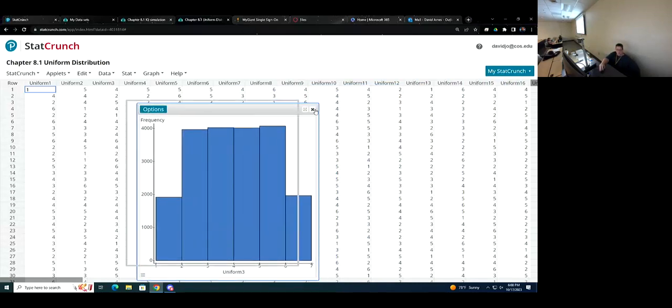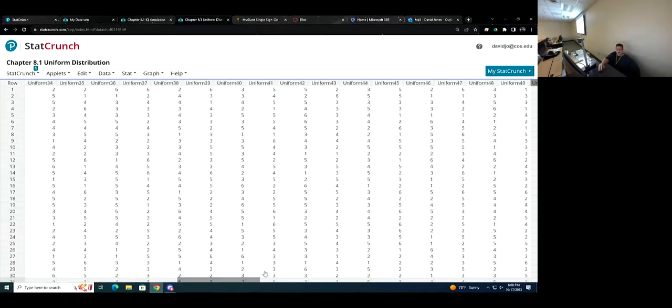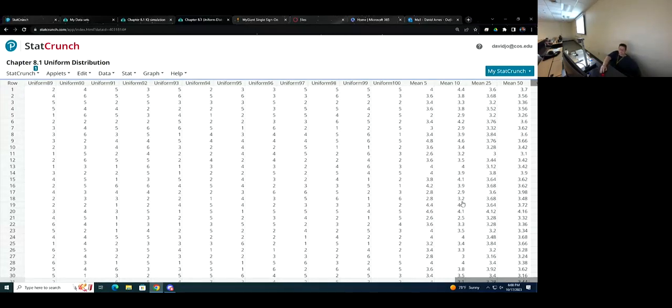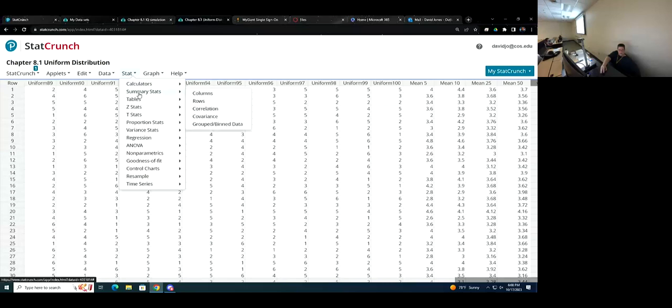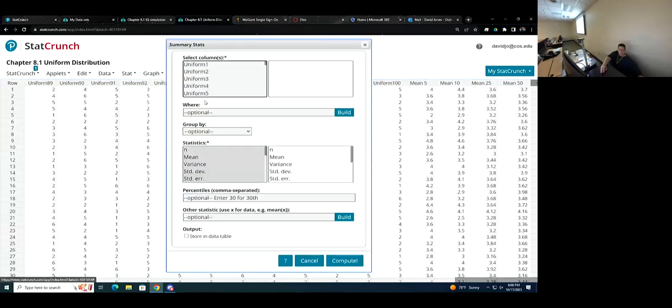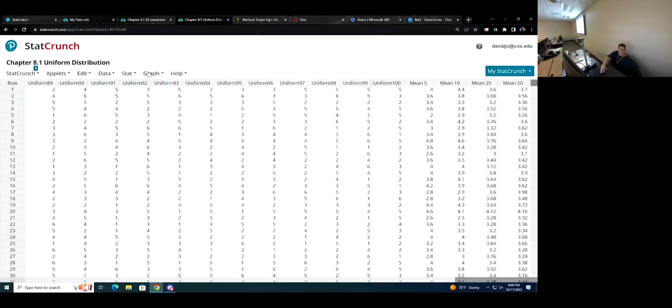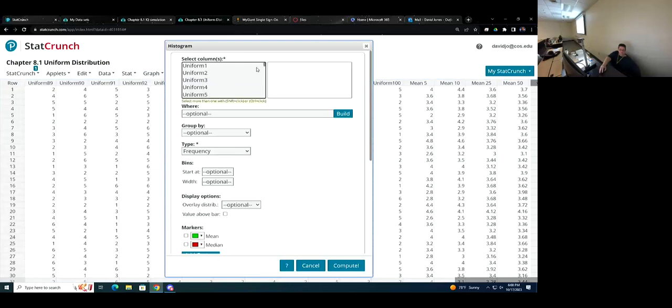So we do the same thing here. Oh, I did 100 rows this time, or columns this time. We can look at the summary stats of the columns. Oh wait, that's not what I want to show you. Let's look at the histograms of the final results. Once you average out 5 per group, 10 per group, 25 per group, 50 per group.